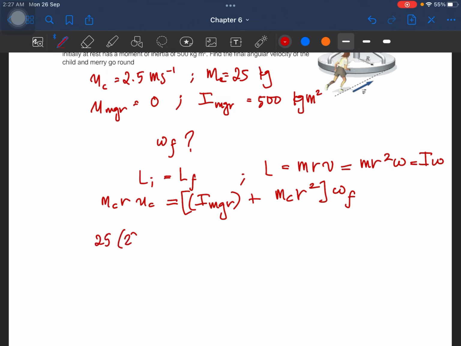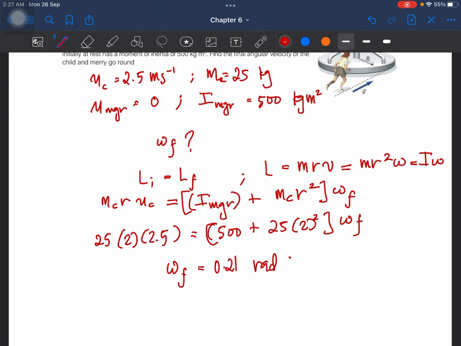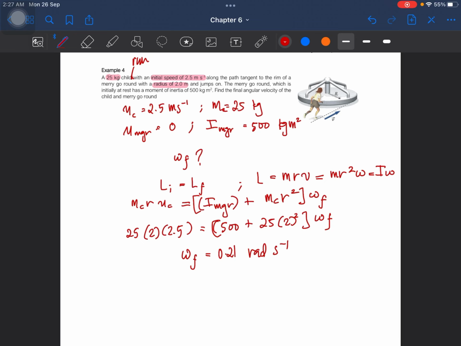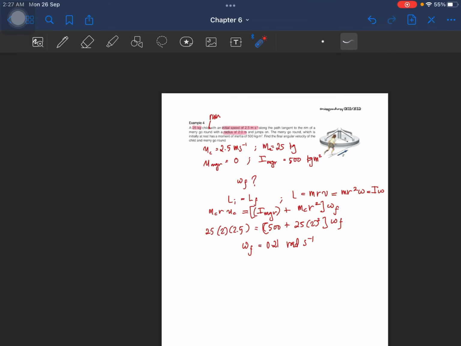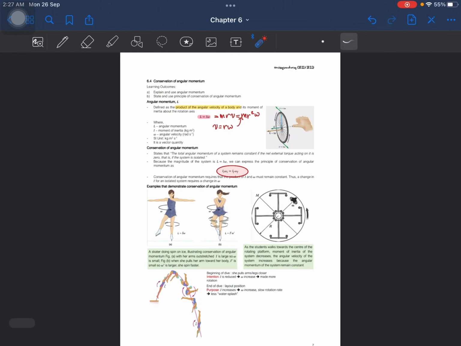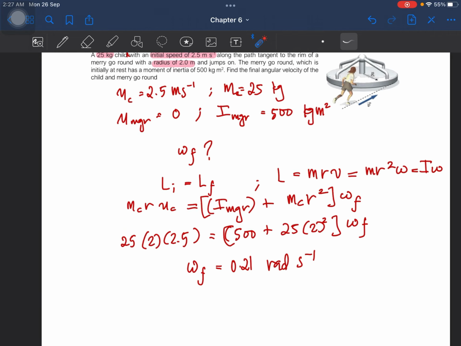Okay, so this is going to be 25 times 2 times 2.5 equal to 500 plus 25 times 2 square, times the final angular velocity. Just rearrange that and you will get 0.21 radian per second as your answer. That is how you are going to solve questions that ask you about angular velocity. Usually you need to apply conservation of angular momentum. Alright, so that is subtopic 6.4, example 4.